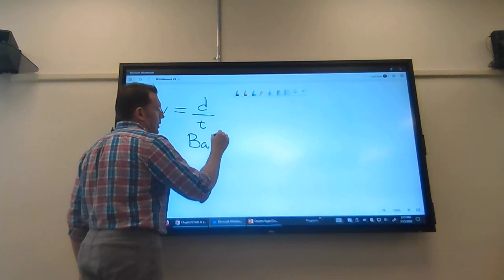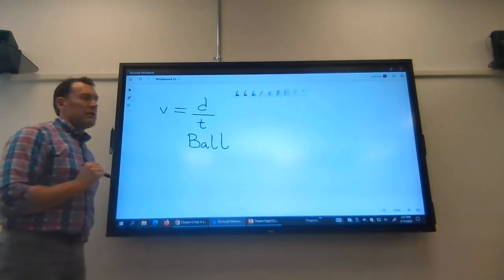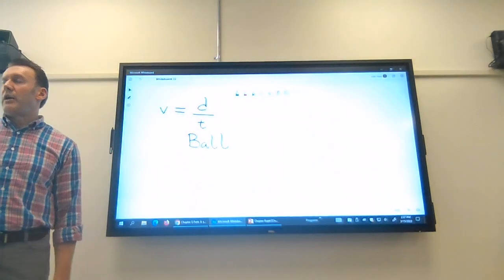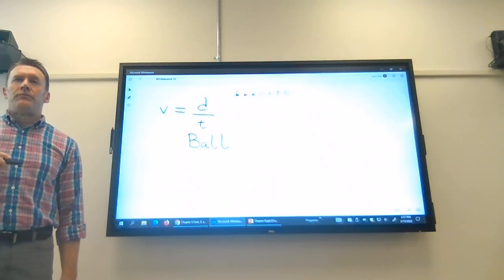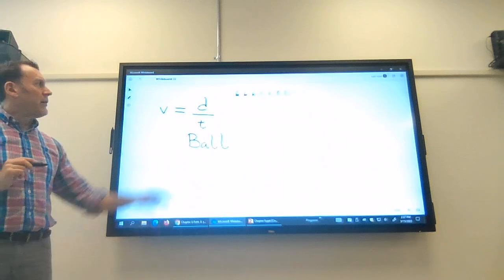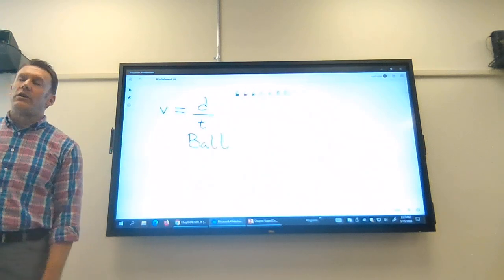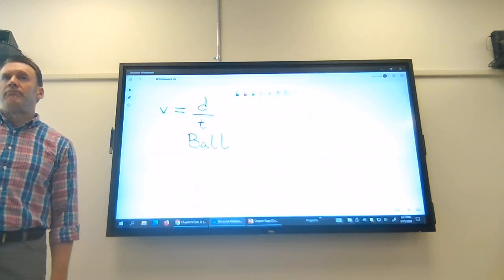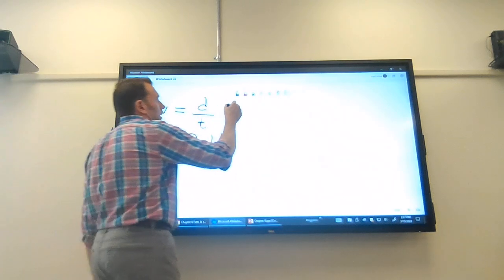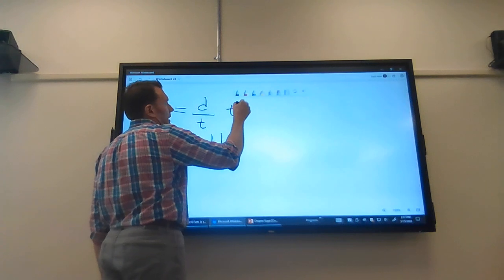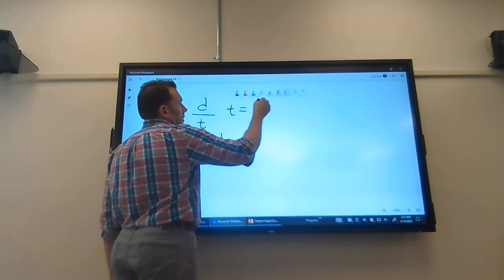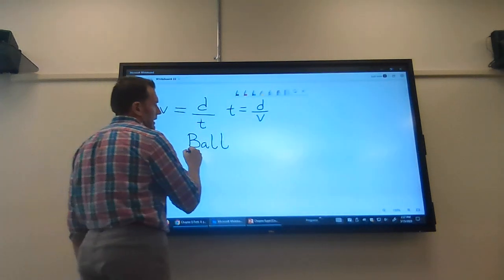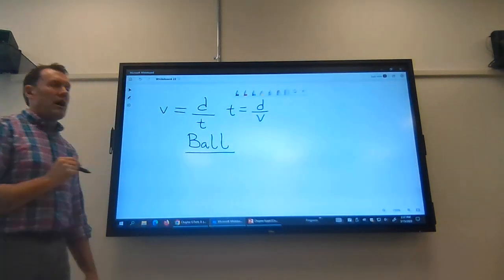Okay, so let's take a look at the ball to start with. If I want to rearrange this equation and solve for time, how do I go about that? Or how could I rewrite this equation so I'm solving for just time? Yeah, so I could just rearrange it like this: displacement over velocity.